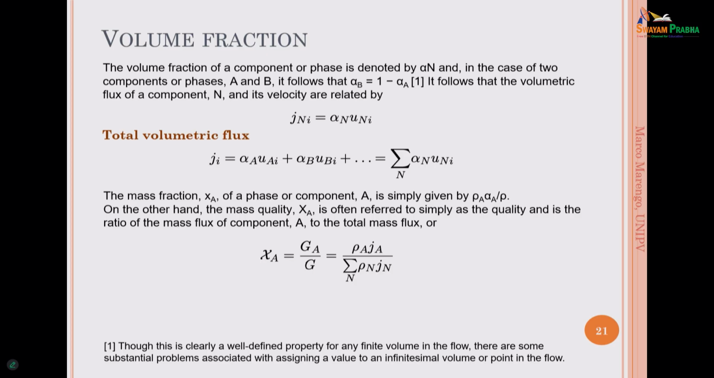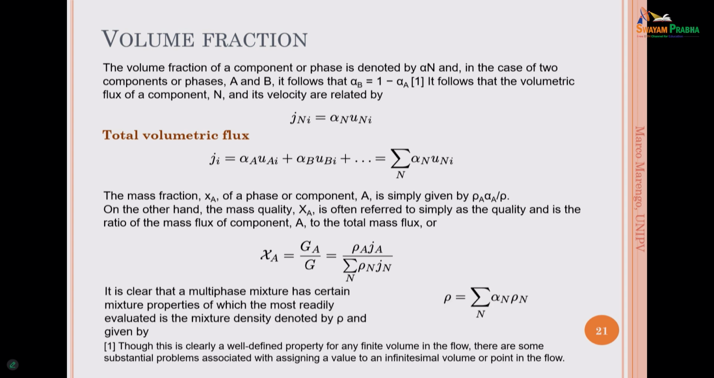And so using this concept, we can write also the mass fraction. But everywhere I'm going to use the volume fraction, I'm quite sure. So I'm always going to use alpha to know how much is the fraction of the volume of one component with respect to the total volume.